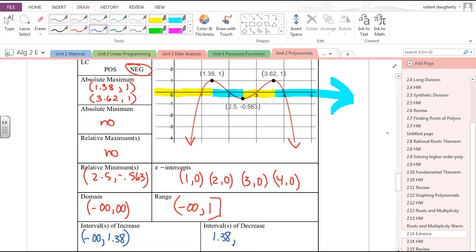1.38 to what, 2.5? The next interval is an increase. It's from where? Yeah, so 2.5 to 3.62. The next interval is a decrease, and that's what? Yeah, 3.62. Why did I not write negative infinity?